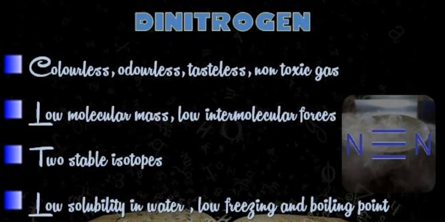Now the physical properties of dinitrogen. Dinitrogen is a colorless, odorless, tasteless gas, and it is non-toxic in nature. And it has low molar mass and low intermolecular forces.